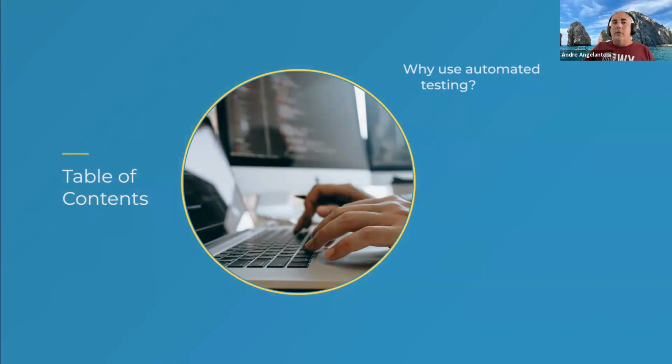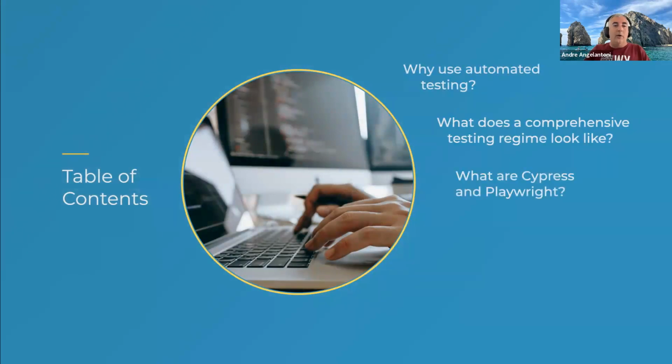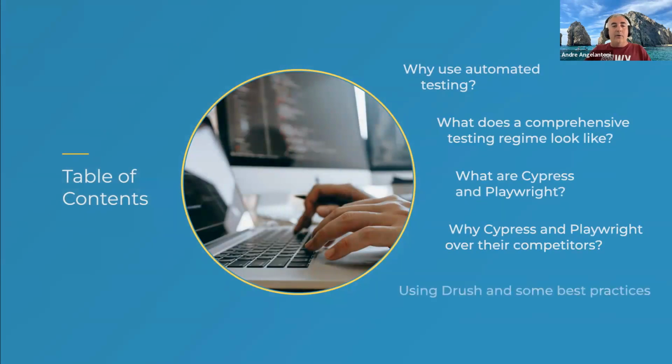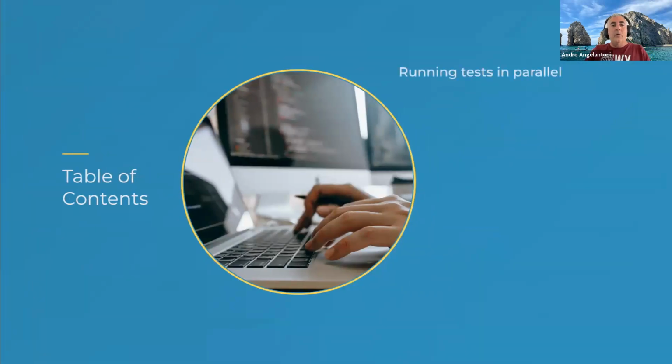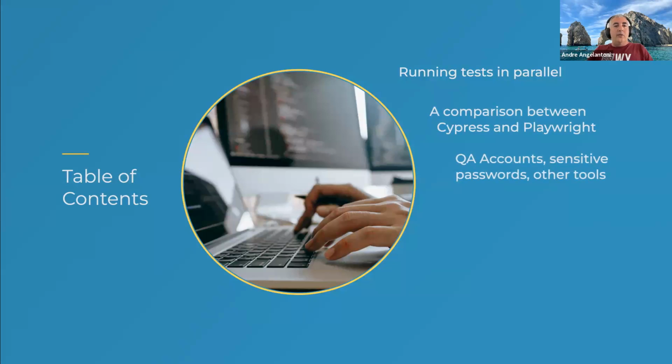Okay, so what are we going to look at today? We're going to look at why use automated testing. What does a comprehensive testing regime look like? What are Cypress and Playwright? Why Cypress and Playwright over their competitors? How to use Drush and some best practices for automated testing. Running tests in parallel, we'll take a look at that. Comparison between Cypress and Playwright. QA accounts, sensitive passwords, and other tools. Selecting tests and core tests. We'll have a short demo, and then we'll have Q&A.